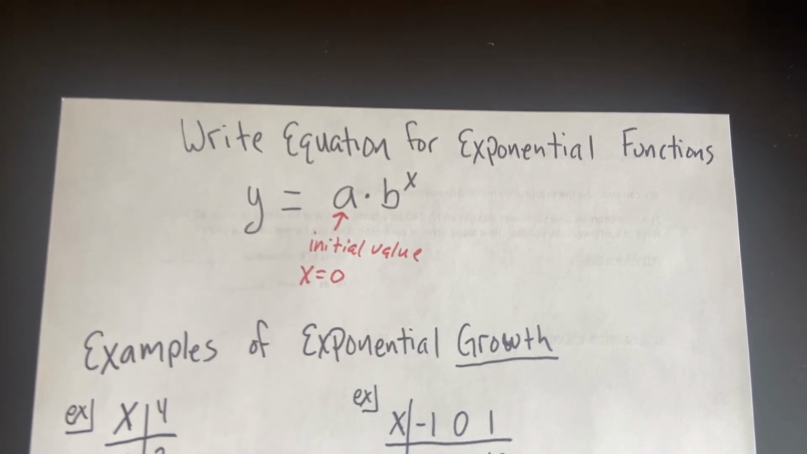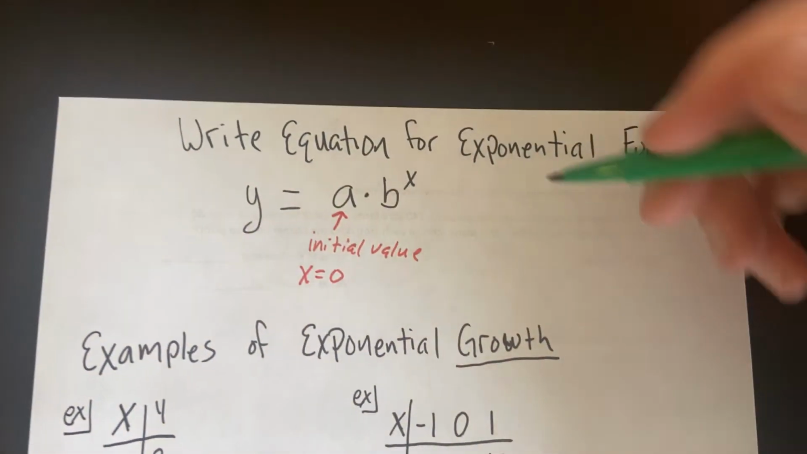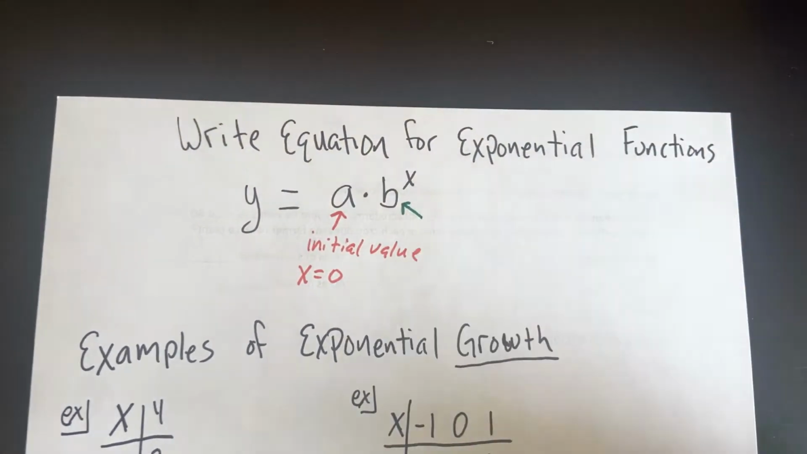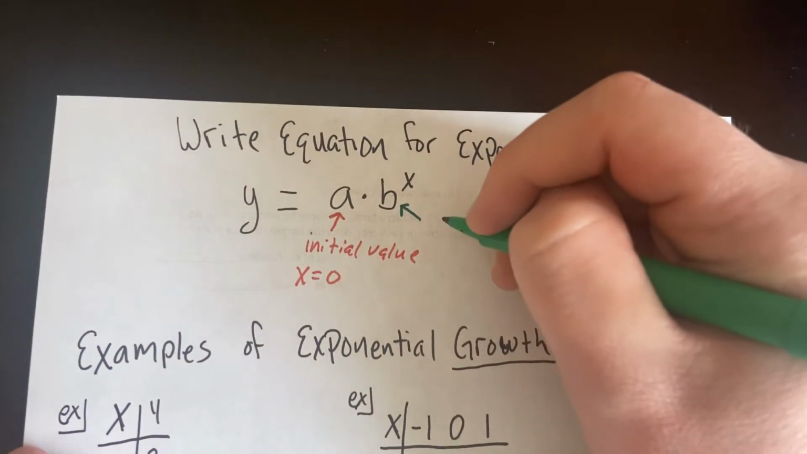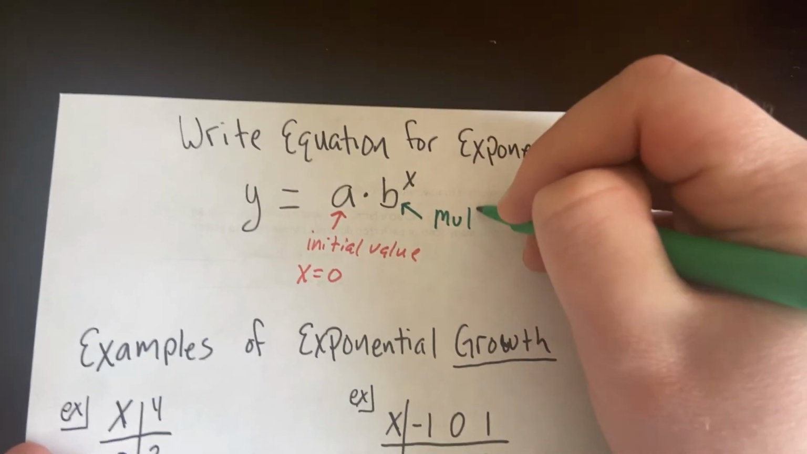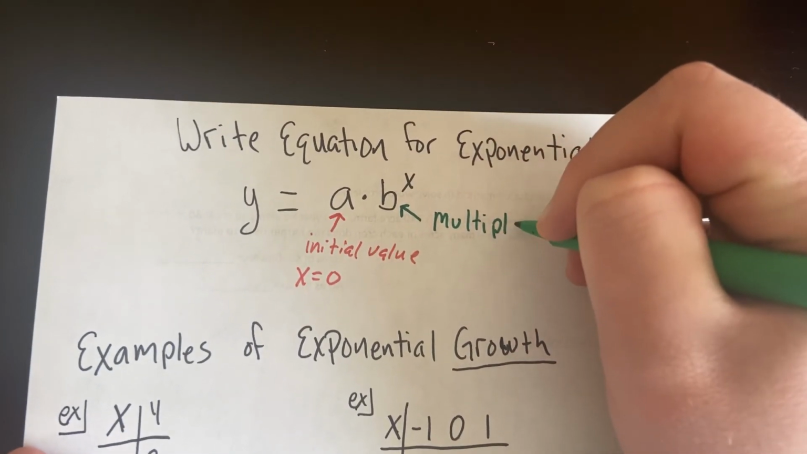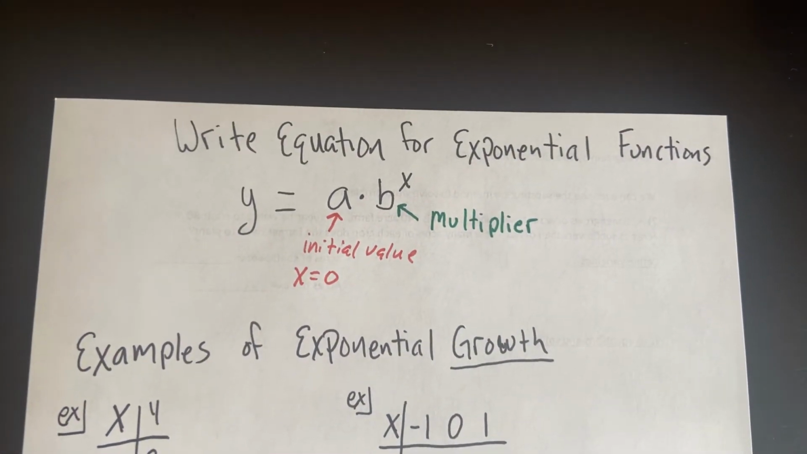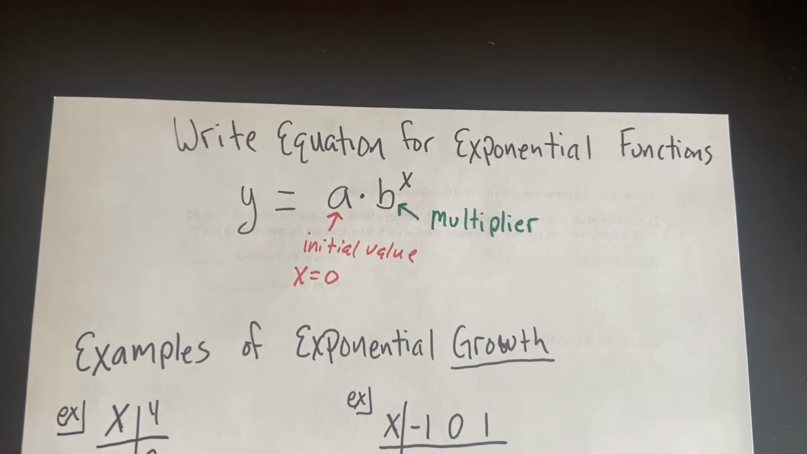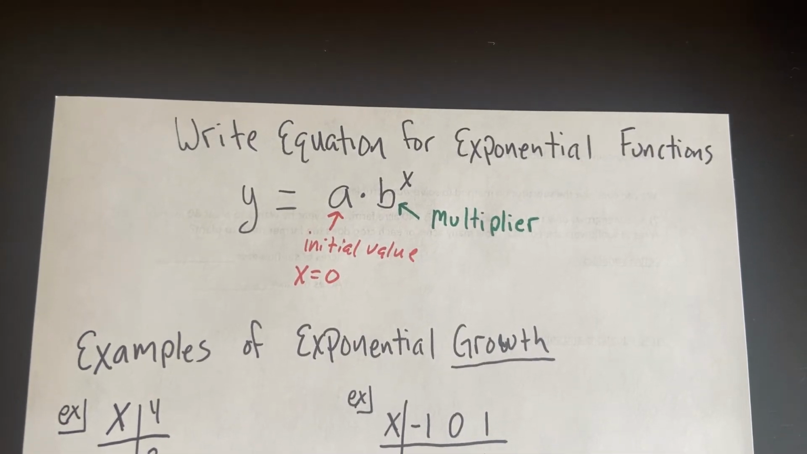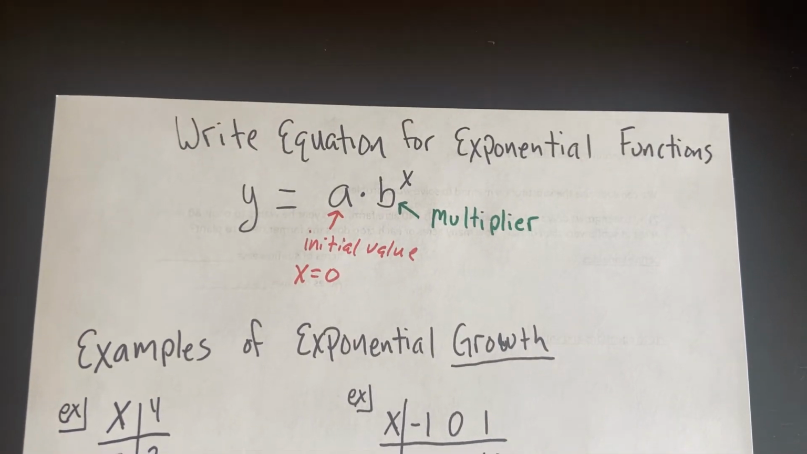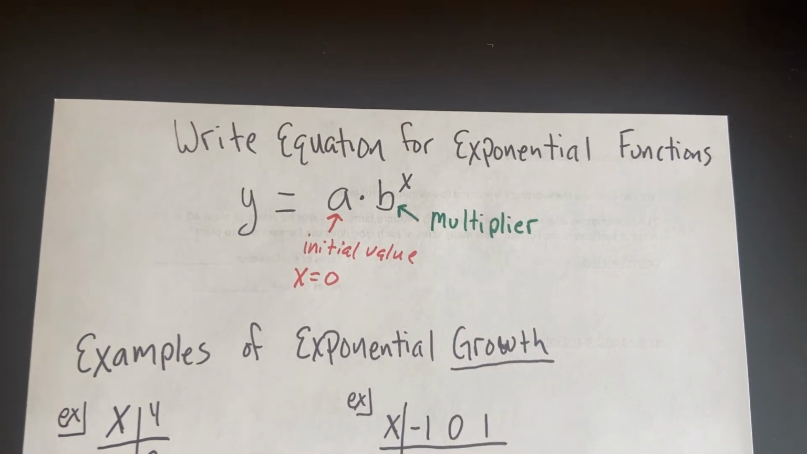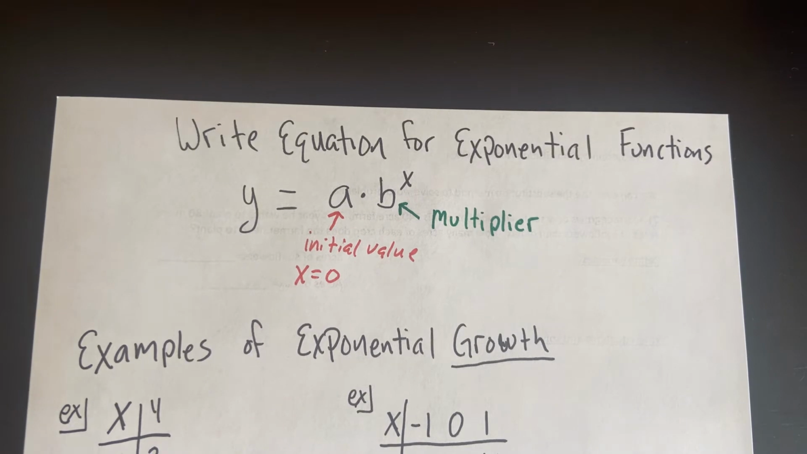And the other part, the more important part, I feel, and what really makes this exponential is the B value. The B value is referred to as a multiplier. Last week we referred to this in a geometric sequence as the common ratio. We were finding that fraction in order to get from one number to the next. Now that we're talking about an exponential function, we're looking for a multiplier.